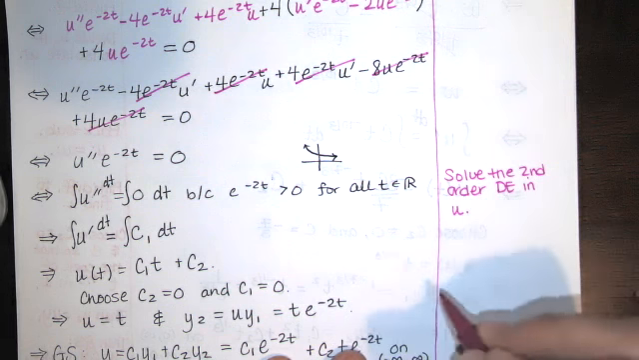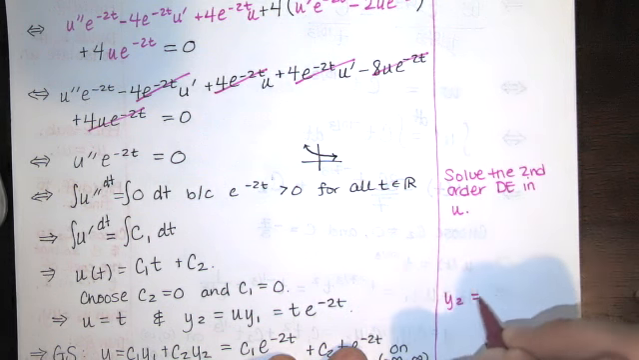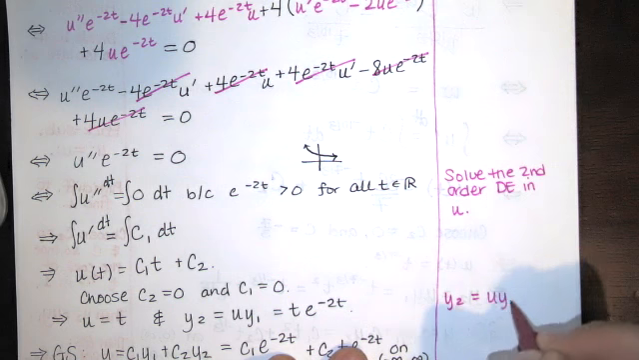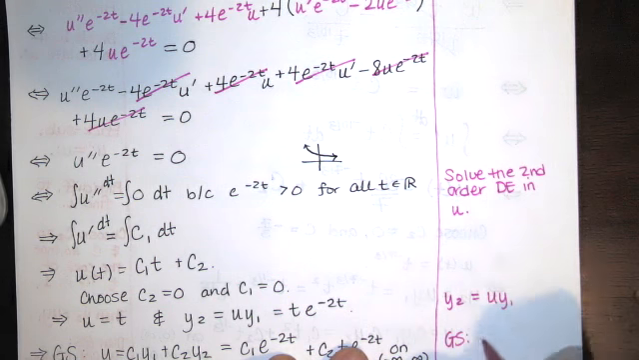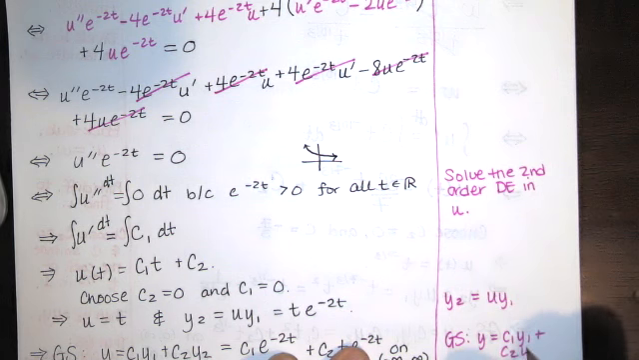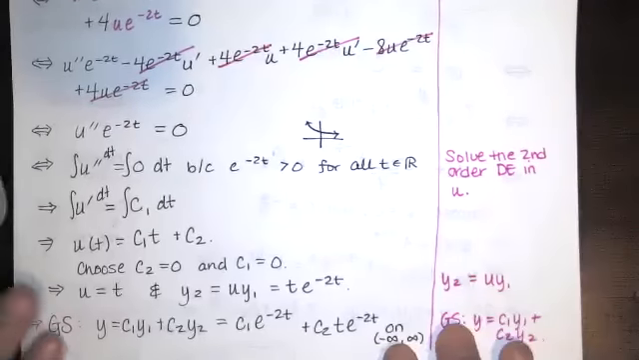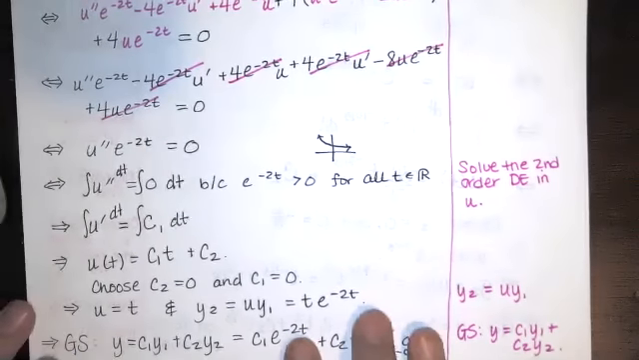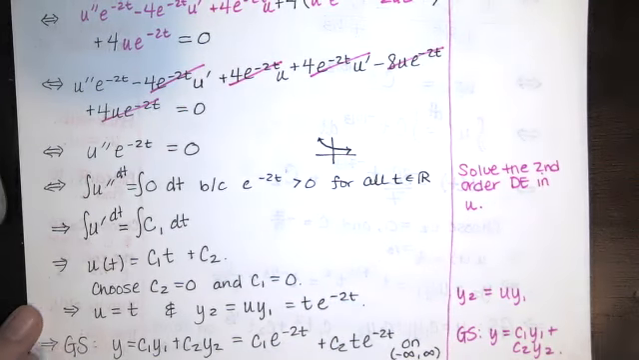So we solved for u, then we let y2 equal u times y1, and then the general solution is y equals c1 y1 plus c2 y2. Okay, now we want to use the initial conditions to find the values of c1 and c2.